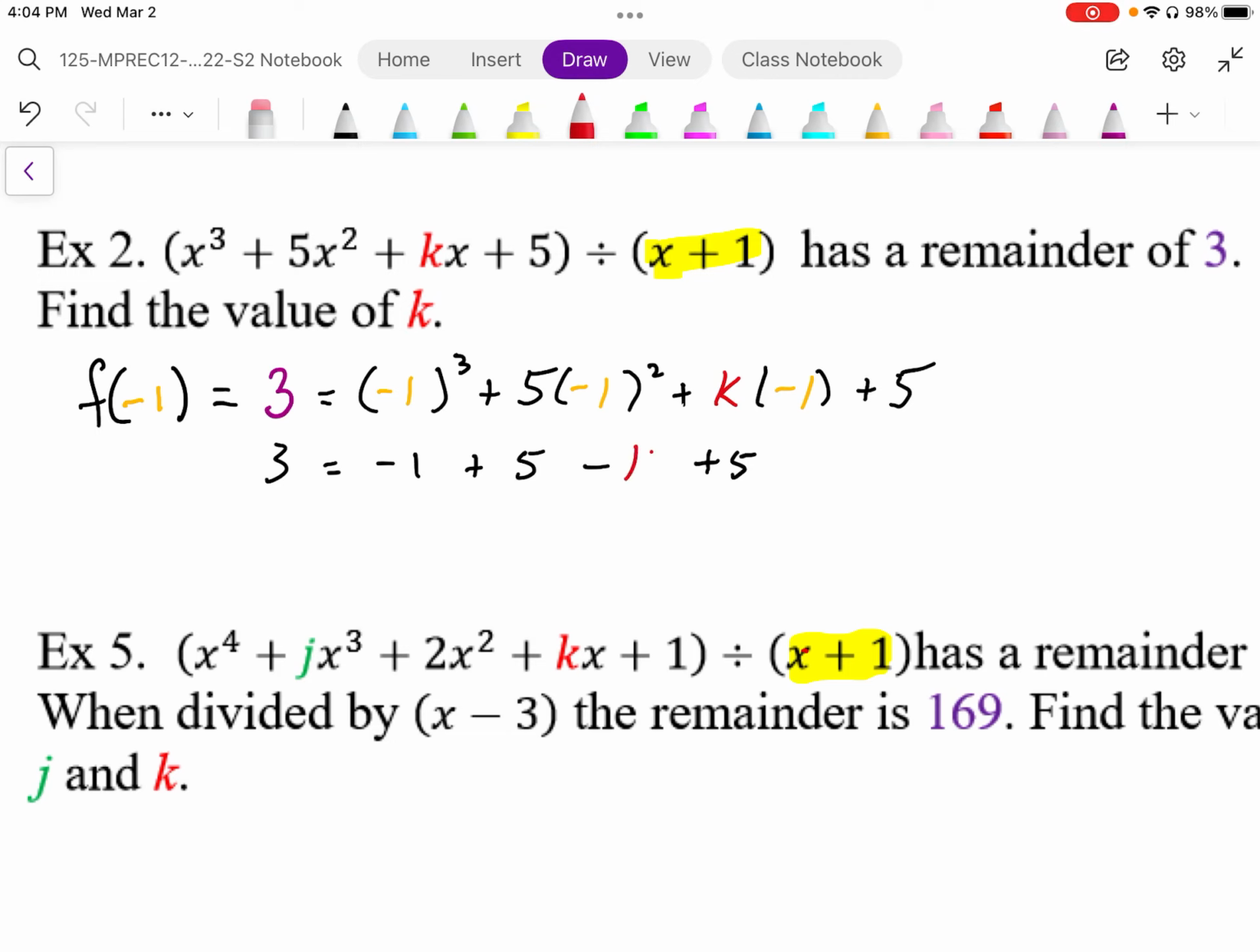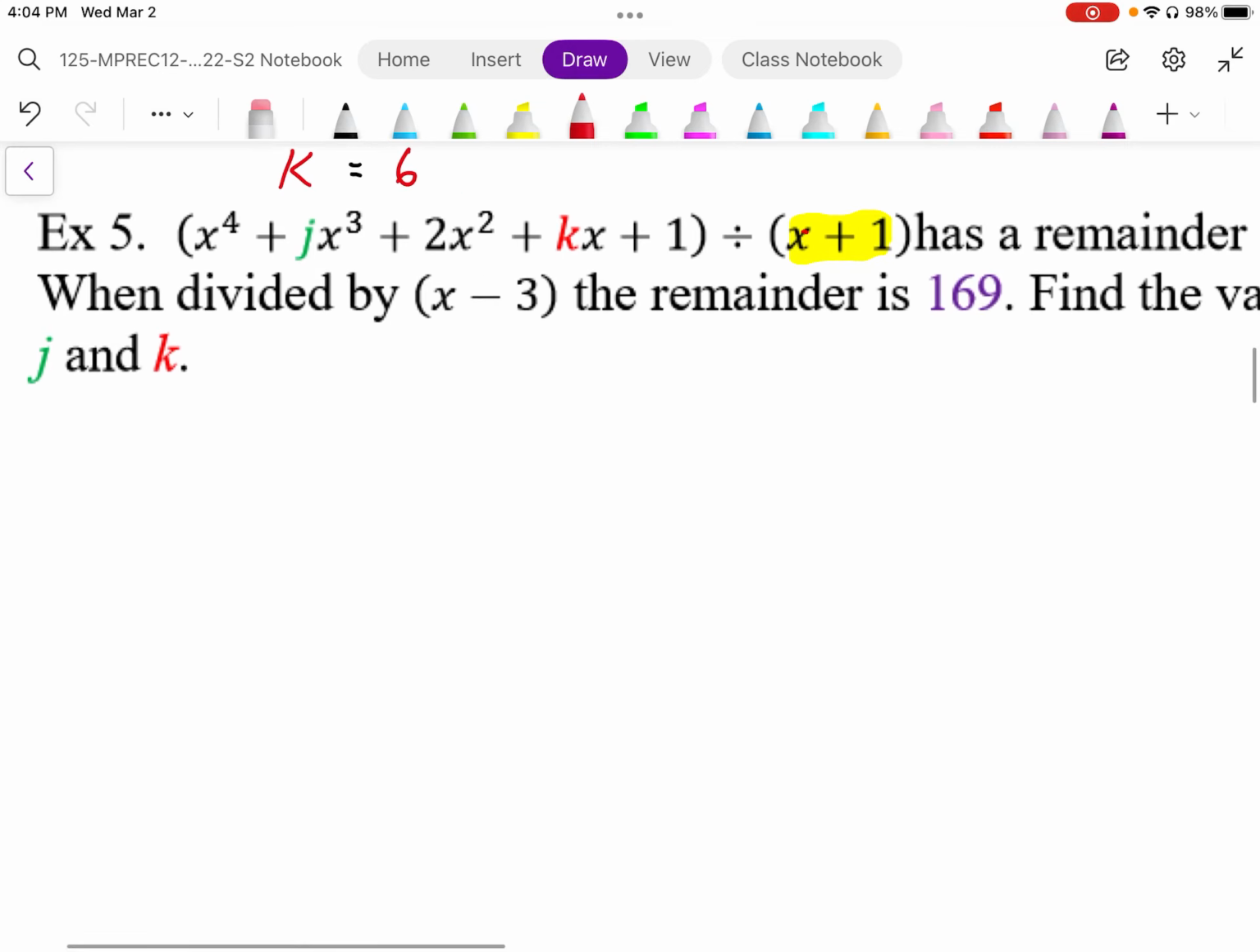So I need to solve for that k value. I'm just going to combine my like terms. So I get 3 is equal to 9 minus k. So then solving for k, I'm going to put k on this side. So k is equal to 9 minus 3, k is equal to positive 6. Okay, so that's my value of k in that polynomial. That would give me this kind of remainder.